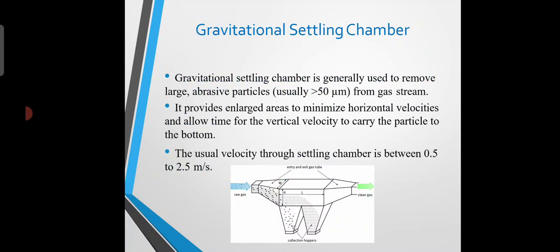And again it converges into a small rectangle. So the transition is done by introducing again a trapezoidal shape between a larger rectangle and the smaller rectangle. So we have two collection hoppers below the settling zone. The velocity in the settling chamber is between 0.5 to 2.5 meters per second. So when flue gas is entering with such a velocity, the larger size particles will settle down due to their own gravity.